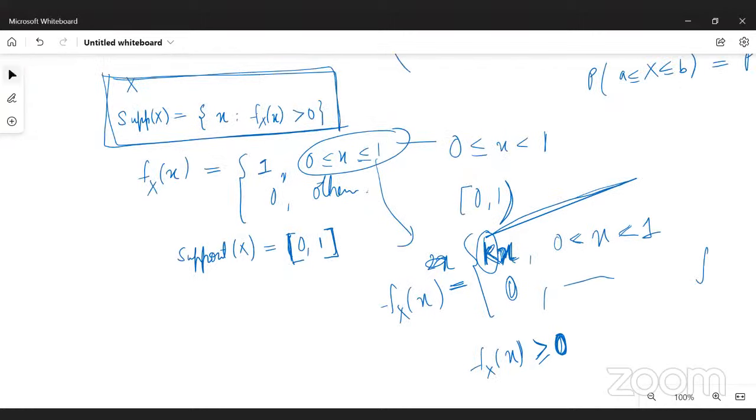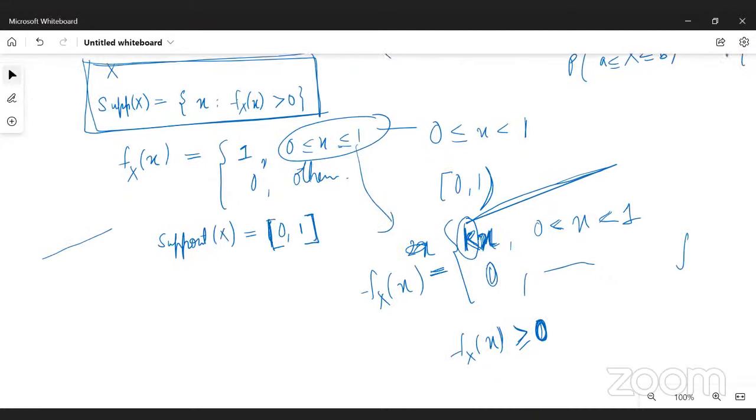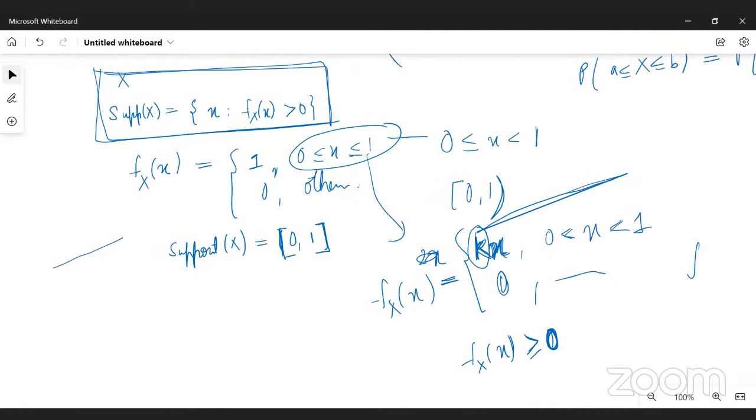I think 0 and 1 should not be included because it's a continuous random variable. So probability at a particular point is always 0. So it will be an open bracket, ma'am. And as you rightly discussed just now, in a continuous random variable this equality sign doesn't make sense. Even we can write it as 0 less than or equal to x less than 1.